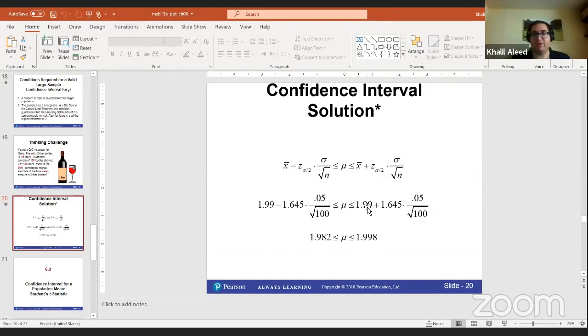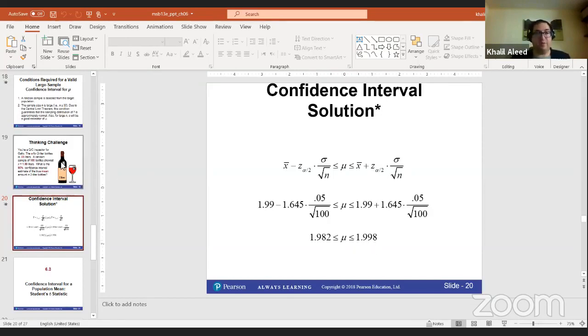Same thing for the upper limit: x bar plus the z value, which is equal to the one on the left, multiplied by the standard deviation divided by the square root of the sample size. Now, after doing the calculation for the left and the right side, I found out that mu, the average amount of liquid in the entire population, or the entire production in my factory, will be between 1 liter 0.982 and 1 liter 0.998.